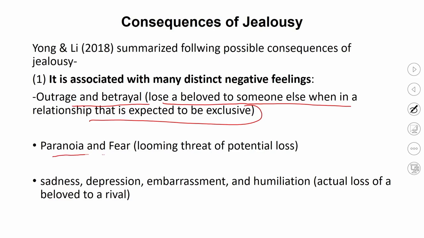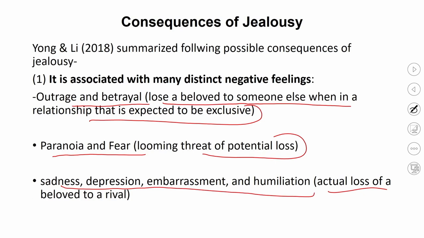People may also experience paranoia and fear when they feel a threat of potential loss. They feel there is a potential to lose, something can happen in future, and it can lead to a sense of fear and paranoia. When people feel an actual loss has already happened, they may feel sadness, depression, embarrassment, humiliation and so on. When people feel the actual loss of a beloved to a rival, this can lead to these kinds of emotions.